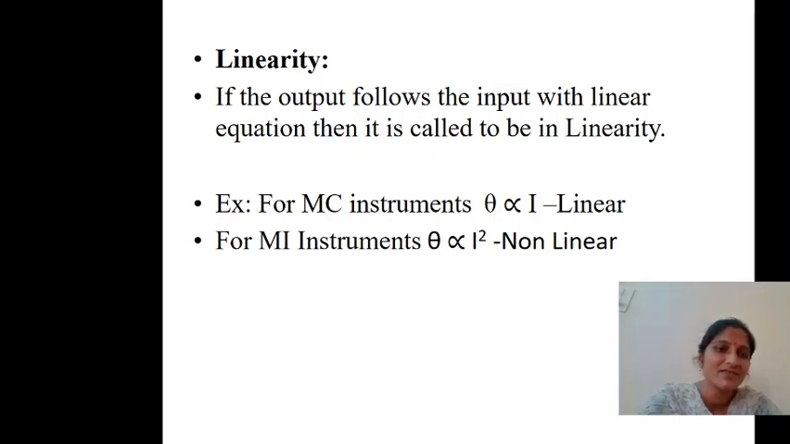It is the equation of a parabola: y equals mx squared. So for MC instruments, the graph will be a straight line passing through the origin. This is the linearity. For MI instruments, theta is proportional to I squared, which is called a non-linear relationship. Okay, this is called linearity.